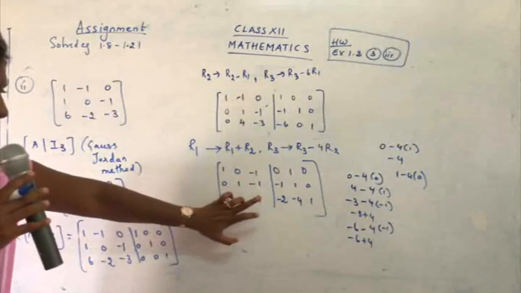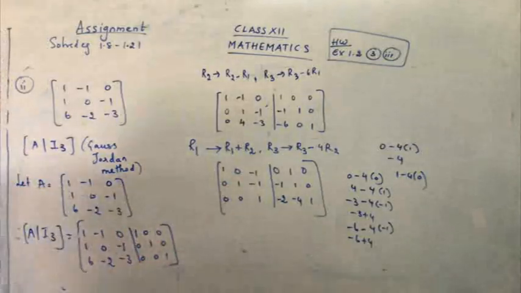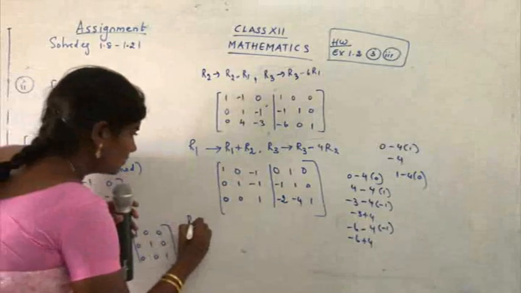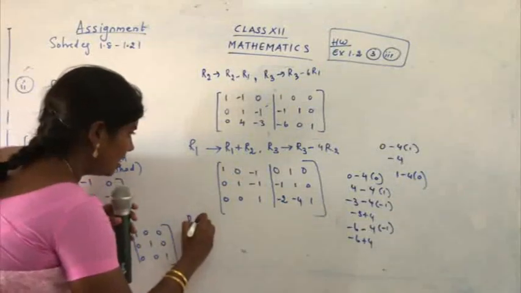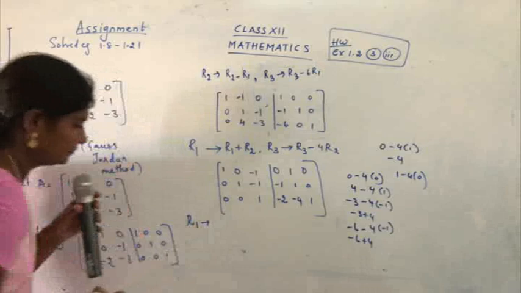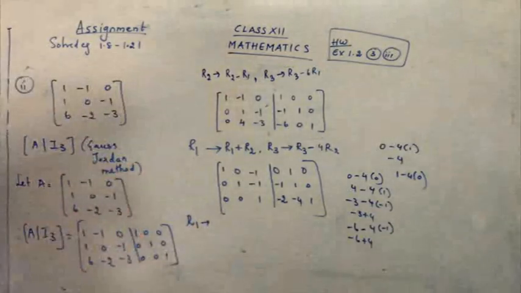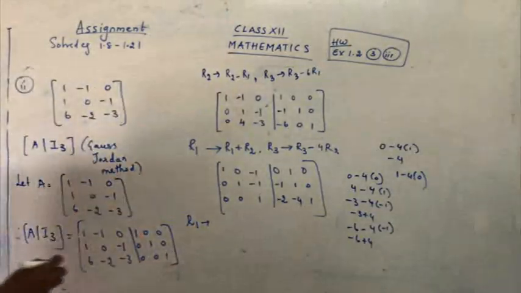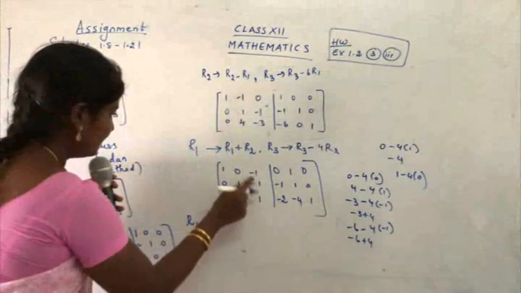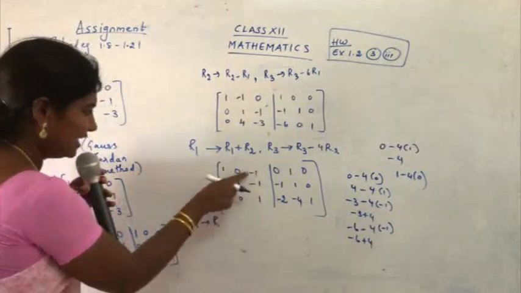Minus 1, and 1 here. Can you give me the answer? Quick answer. Yes, that's R1 changed to R1 plus R3. Yes, the numbers are the same but the signs are different. So when we add these two, we get the answer 0.